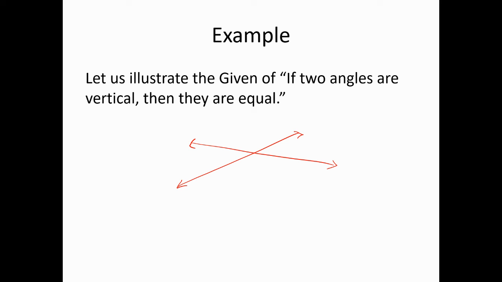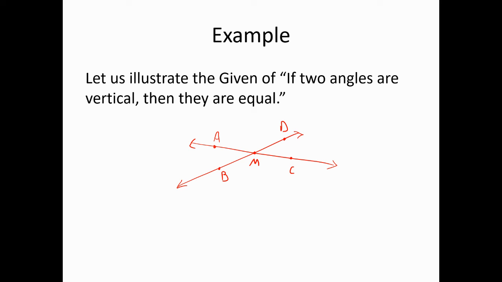So we need a pair of vertical angles, and we know that we get vertical angles when a pair of lines intersect. And so let us label points so that we can actually name these vertical angles. And I don't know, how about an M for the point of intersection, and then A and B and C and D.